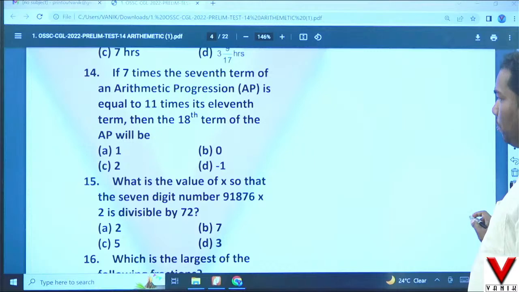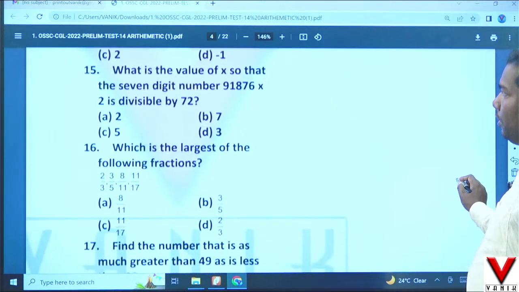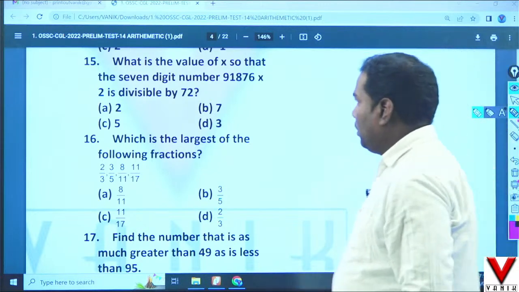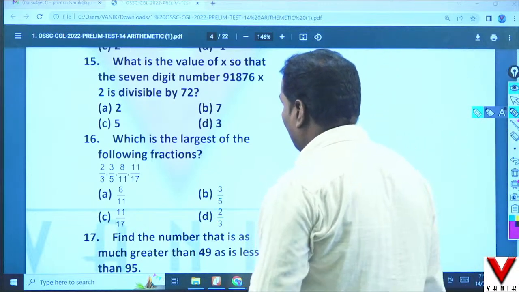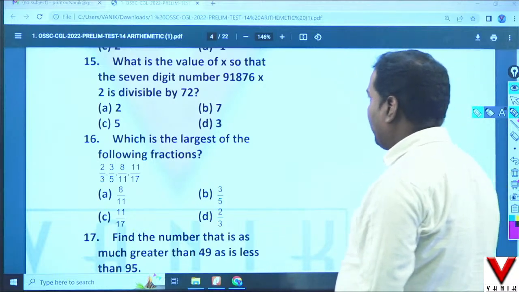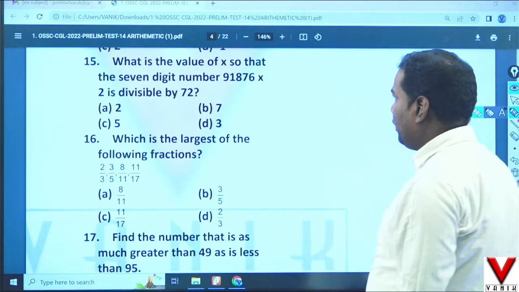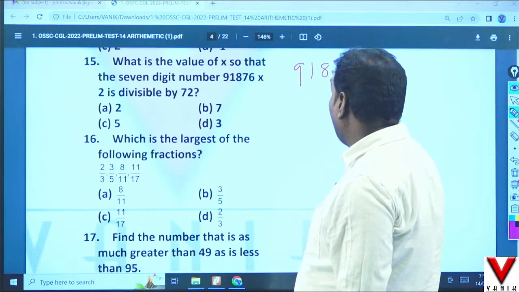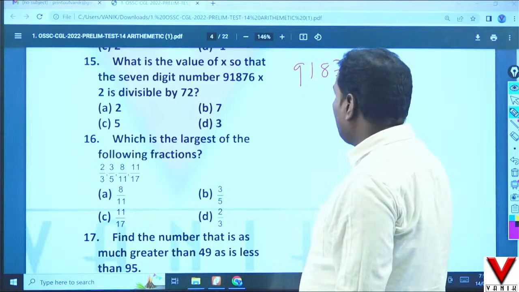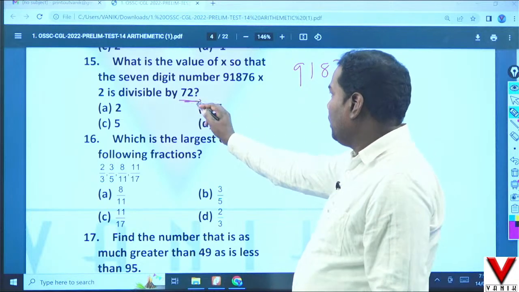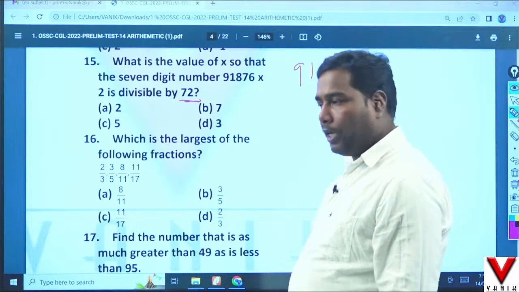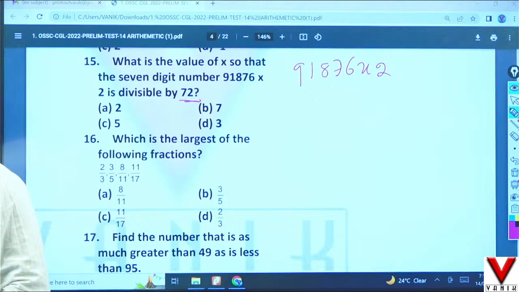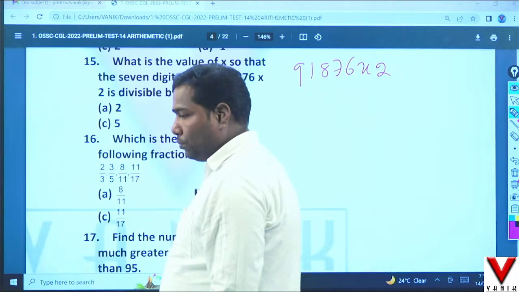Tell me the question number 15 answer. It is a very easy question. What is the value of x so that the 7 digit number 91876x2 is completely divisible by 72? What is the value of x? This is the question.